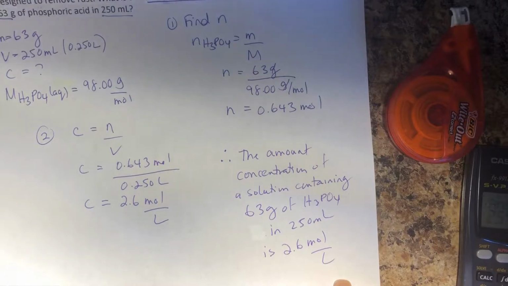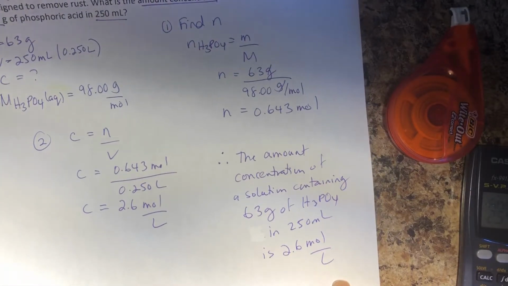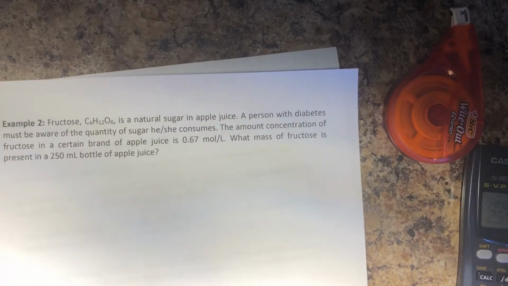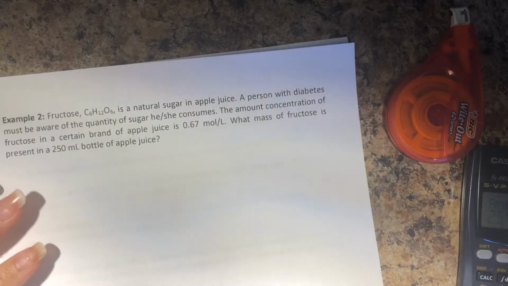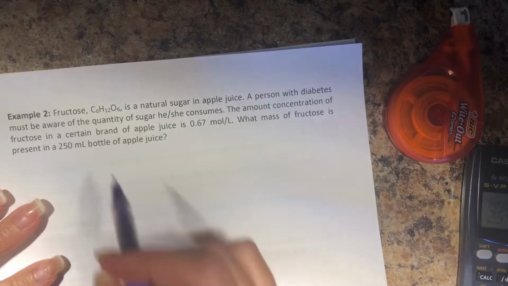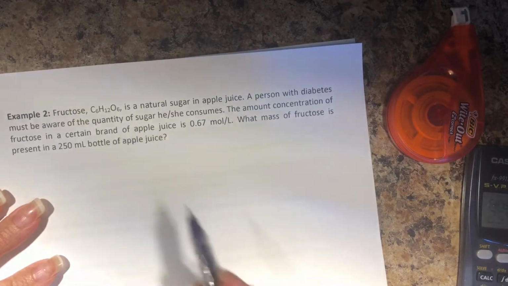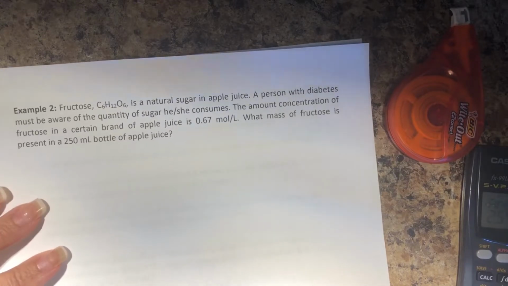Okay, let's work through another example. In example 2, we have fructose, C6H12O6. Look familiar? Same formula as glucose, but different structure. Fructose is a natural sugar in apple juice. A person with diabetes must be aware of the quantity of sugar he or she consumes. The amount concentration of fructose in a certain brand of apple juice is 0.67 moles per liter. What mass of fructose is present in a 250 mL bottle of apple juice?